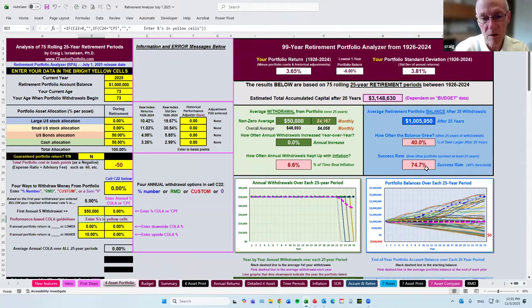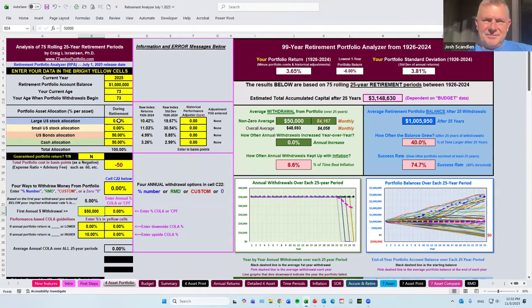So this is in part what this type of tool does, and there are other tools like this. Well, Craig, just real quick, on the annual withdrawals over each 25-year period, you can see when we actually ran out of money, right here. Yeah, exactly right, Josh. When these lines dive down to the bottom, that means that in that 25-year period, you were out of money in year 22. And then there's another 25-year period where you're out of money in year 23 and so forth. So clearly $50,000, historically speaking, with that allocation is not doable.